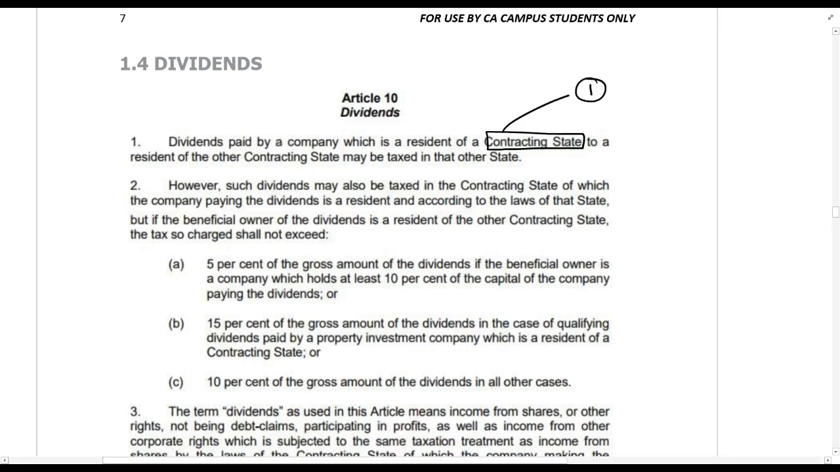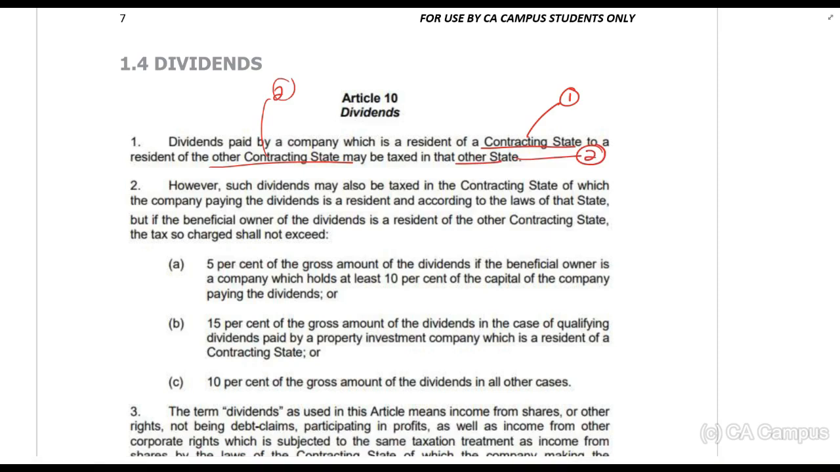Okay, so I'm going to start it from scratch just to show you. Dividends paid by a company which is a resident of a contracting state to a resident of the other contracting state may be taxed in that other state. Okay, so let's just talk about that. I'm going to change the name so you'll see. Let's make number 1 South Africa and number 2 the UK. Now, I'm going to read it with those words.